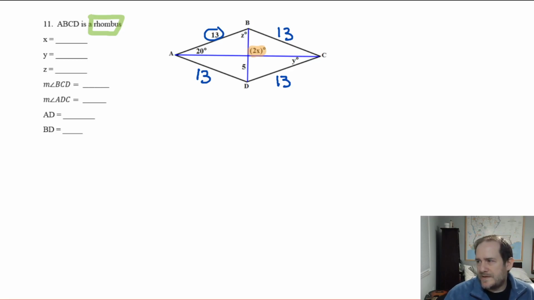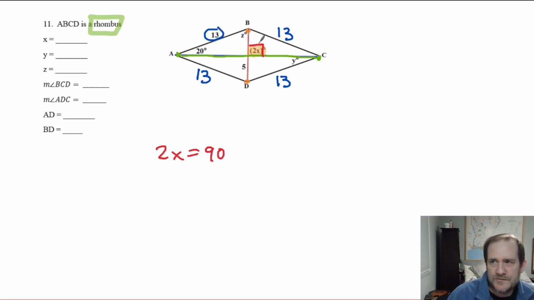The other two big things again have to do with the diagonals. Now the diagonals are not congruent. I would definitely not say that the orange diagonal I just drew is congruent to the green. They're not congruent, but hopefully you're noticing that they are definitely perpendicular. And the fact that they're perpendicular means that the expression 2x is 90, because 2x is talking about the measure of a right angle. So you just divide by 2 and you get 45. And you now know that x is 45.